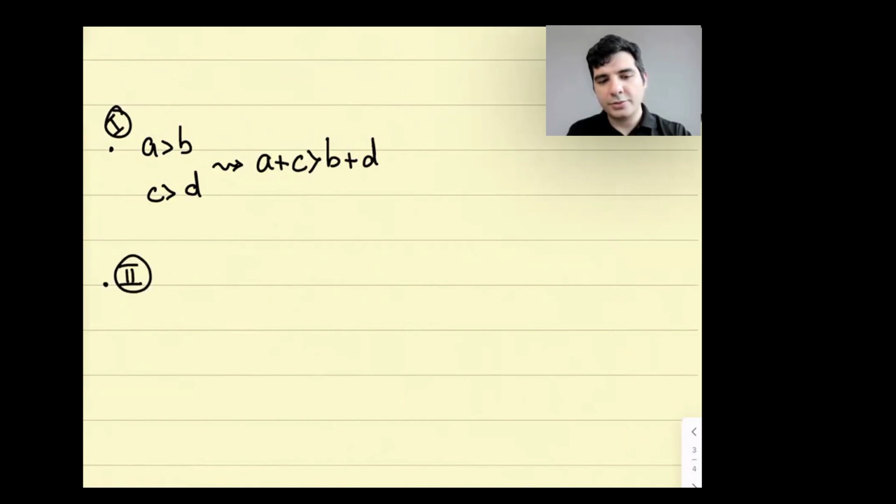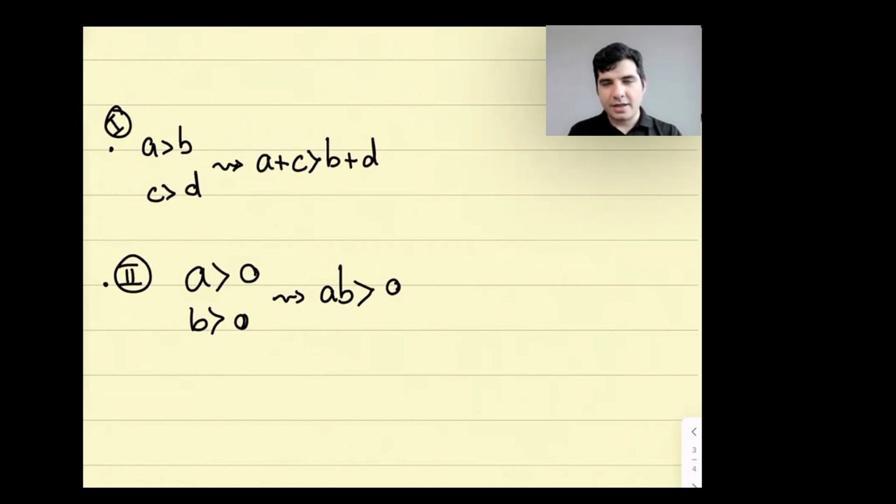Property number 2: if A is positive, meaning it's larger than 0, and B is also positive, their product, the multiplication of A and B, would also be positive, right? Any field which has an order that satisfies these two properties is called an ordered field. So the essential thing about C with addition and multiplication is that it's not an ordered field.